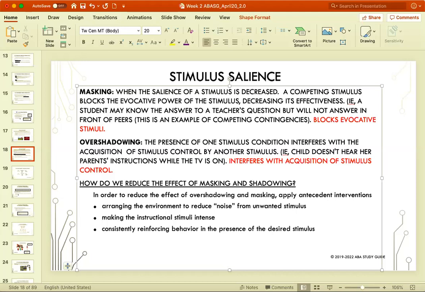Okay, Andy had a good question. Could black tape covering the letters of a stop sign be considered masking? If the letters were the evocative stimulus for stopping, then yes.